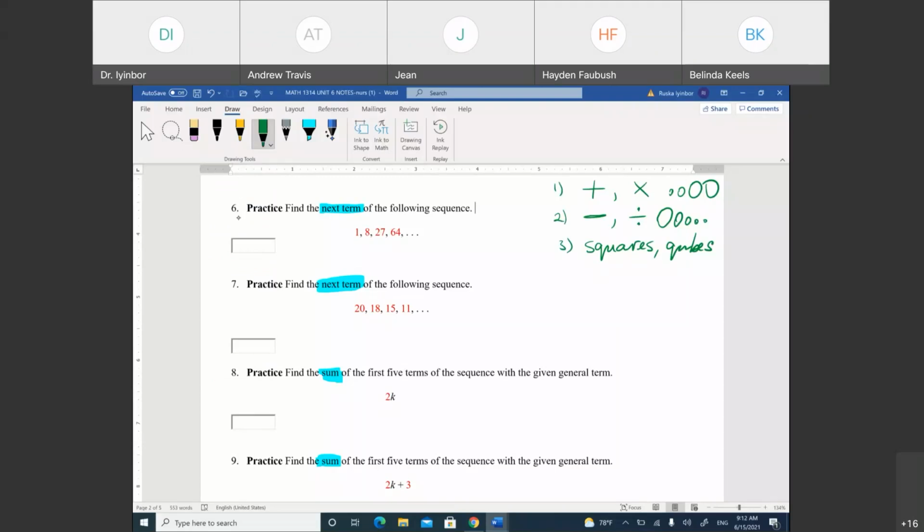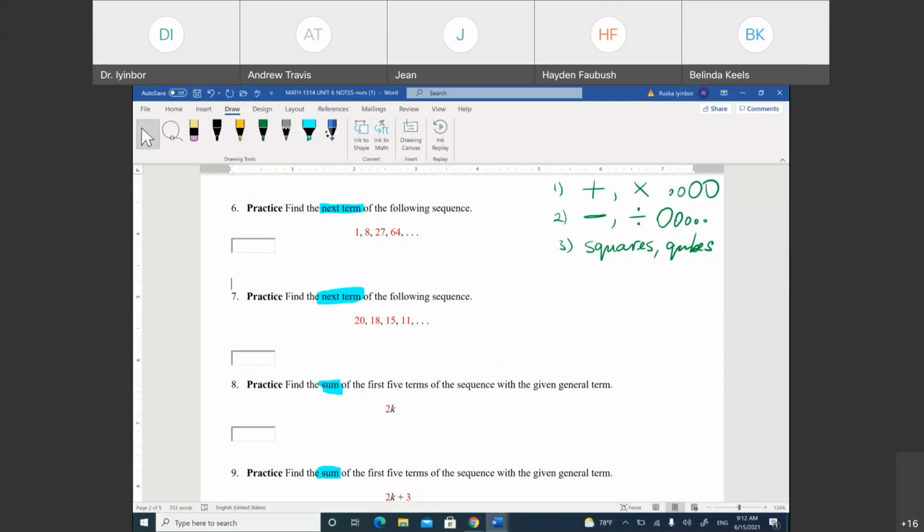So what are they? 1, 8. What is 8? Is it a cube or a square? Or you break it down. Let me show you how to break it down. Or do you know what they are? Number 8 is 2 cubed. Yes, good job, Sandra. 27 is 3 cubed, and number 64 is 4 cubed. Good job. You figured it out.